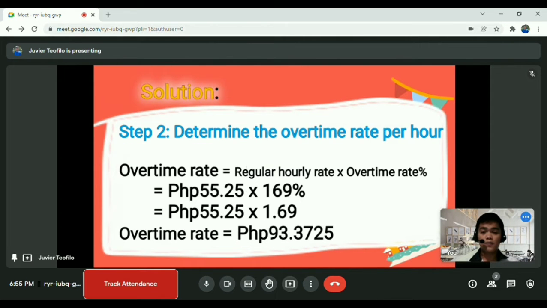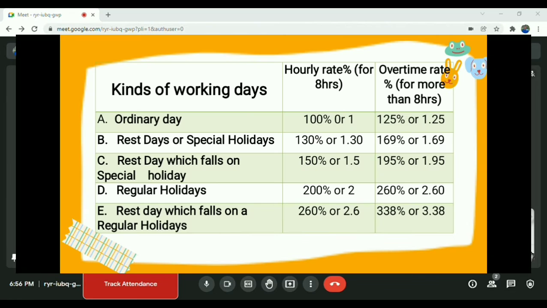Determine the overtime rate per hour. Overtime rate is equal to regular hourly rate times overtime rate. Now, as you observed, our regular hourly rate is 55 pesos and 25 centavos multiplied by 169%. Okay, sir, where did you find that 169%? If you have a question why we used 130 earlier and now we use 169%, let's see the table. In the table, for the first 8 hours we use the 130%.